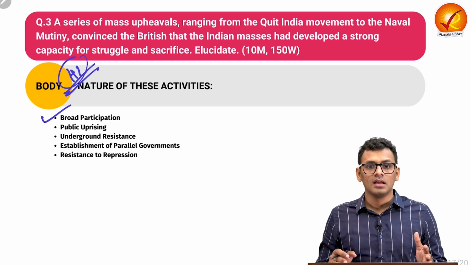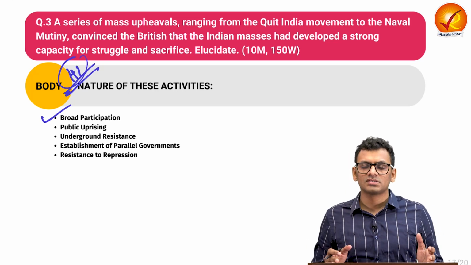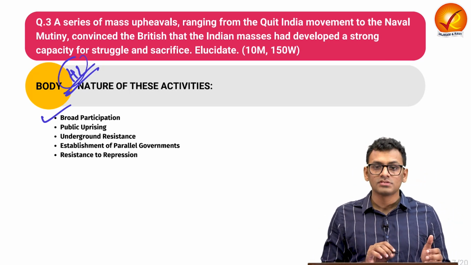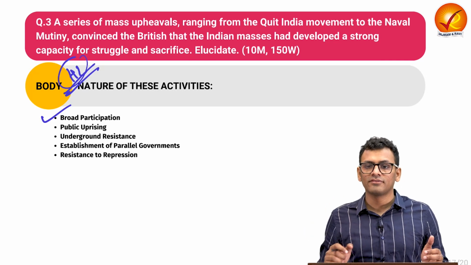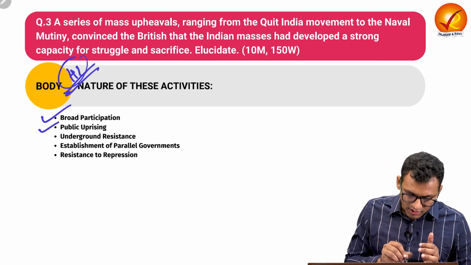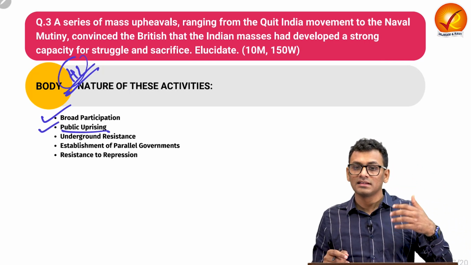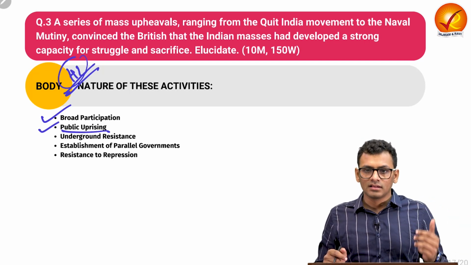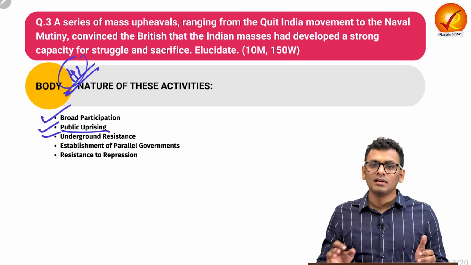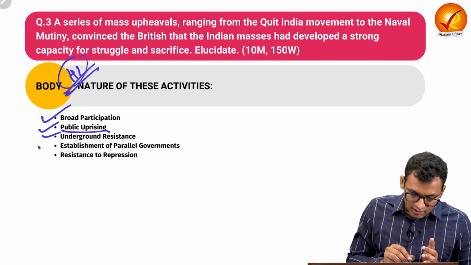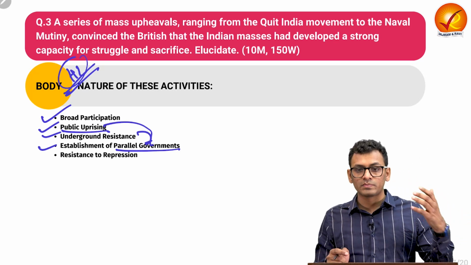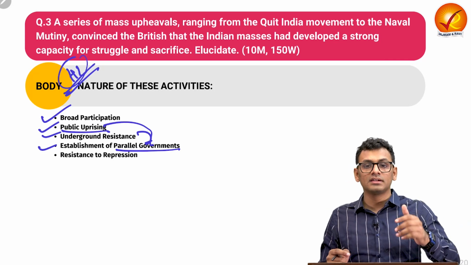We are overlooking here masses from the British provinces as well as from the princely state. We are also looking at how the mutiny from the military side is also impacting the consciousness of British. Then we are talking about public uprising. We are looking at certain instances where there are parallel governments. Then we have underground resistance, which again impacted the administration of British. Then we have establishment of parallel government, again similar to the public uprising, that those parallel governments definitely challenged the authority of the Britishers.